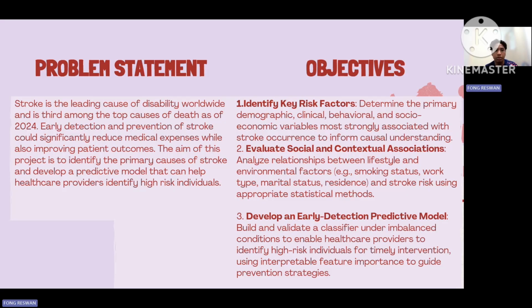The aim of this project is to identify the primary cause of stroke and develop a predictive model that can help healthcare providers identify high-risk individuals. The objectives of this project are to identify the key risk factors, evaluate social and contextual associations, and also develop an early detection predictive model.